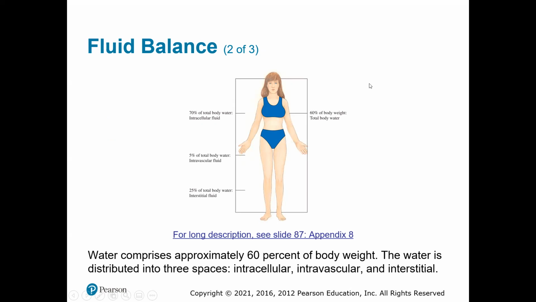So 70% of total water is intracellular. 60% of your body weight is water. 5% is in the blood vessels around all the cells, and then 25% again is in between tissues, so interstitial.